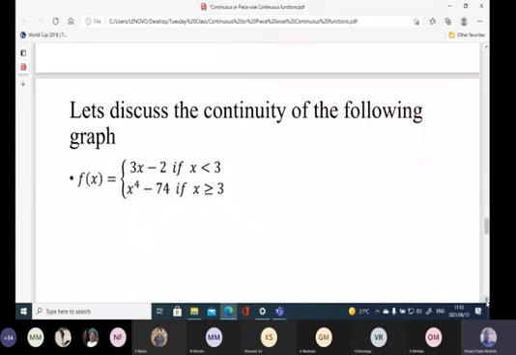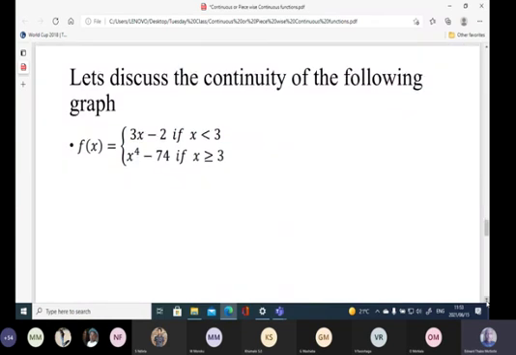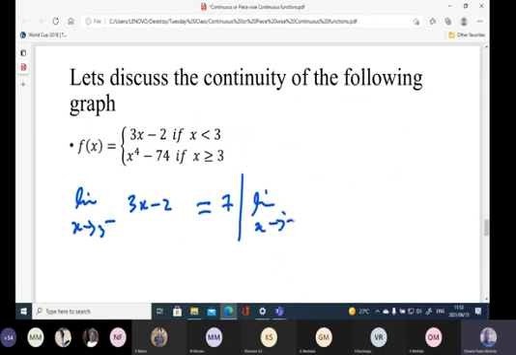Now let's look at the second one. What do we do here? Let's start by determining the limit as x approaches 3 from the negative side. We have 3x minus 2, and our limit in this case is equal to 7. We look at the limit as x approaches 3 from the positive side. We have x to the power 4 minus 74. This is 81 minus 74, which is equivalent to 7.